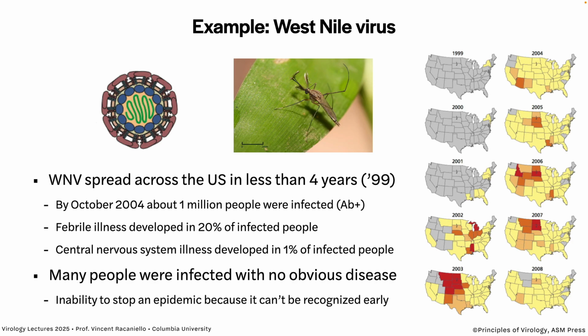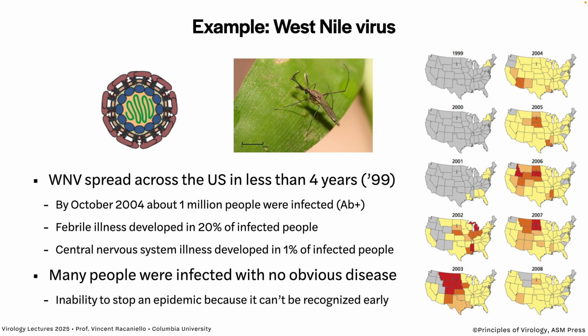Now, here's an example of asymptomatic infection. West Nile virus was absent from the Western Hemisphere until 1999. It was found elsewhere. It arrived here in New York City in the summer of '99. It arrived in Queens and began to infect people. It's a mosquito-borne flavivirus, and the mosquitoes that transmit it are here in the US. And in 4 years, it spread across the US.